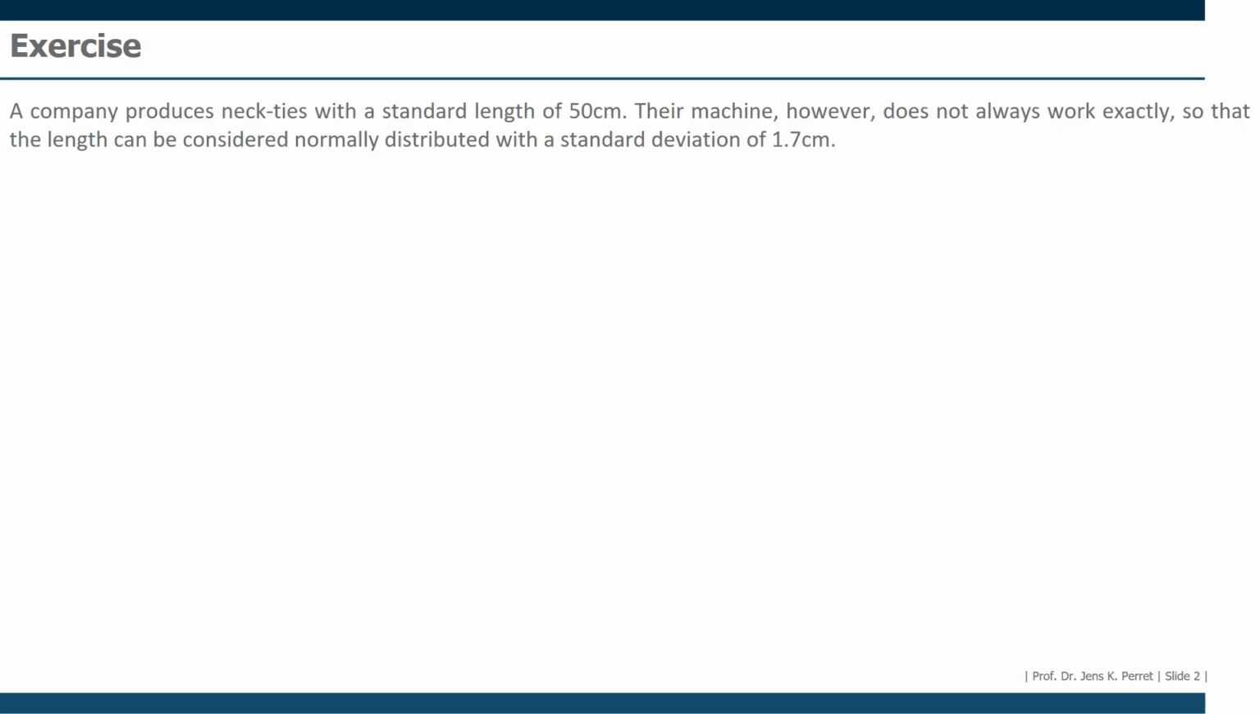A company produces neckties with a standard length of 50 centimeters. The machine, however, does not always work exactly, so that the length can be considered normally distributed with a standard deviation of 1.7 centimeters. And here we already have the most important information. We're working with the normal distribution. Well, let's have a look at our tasks.